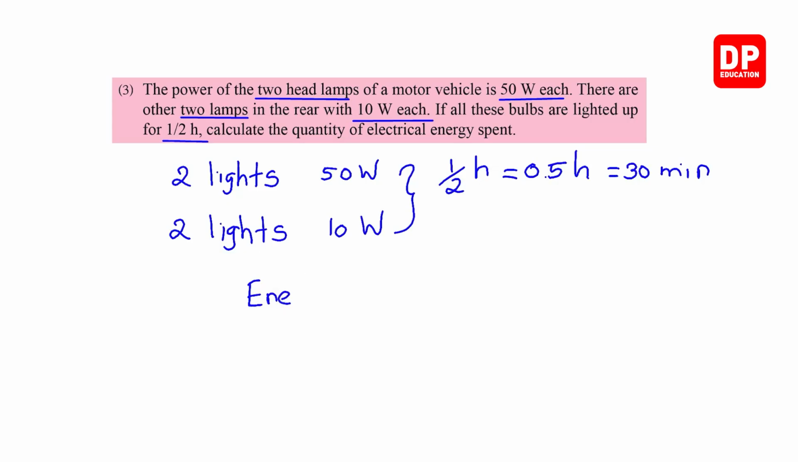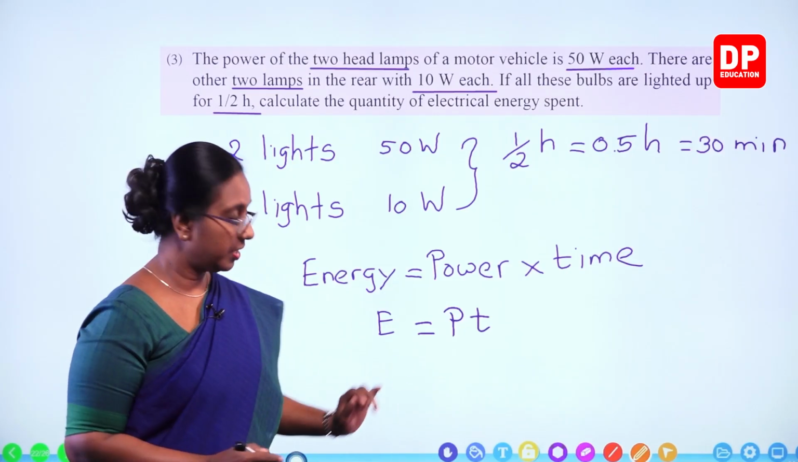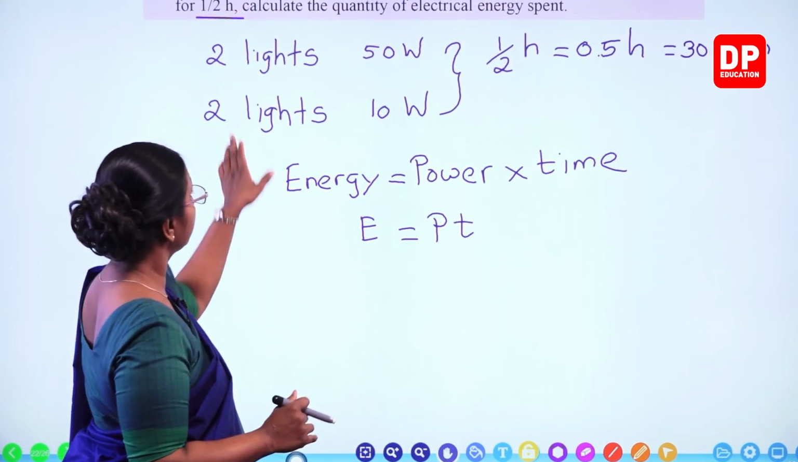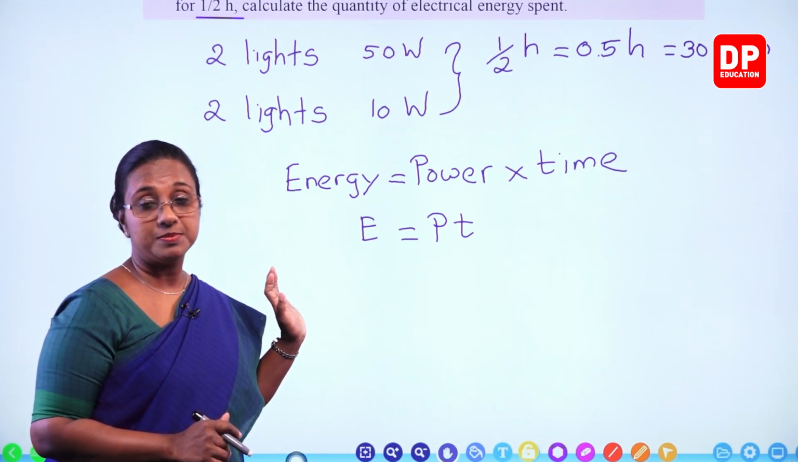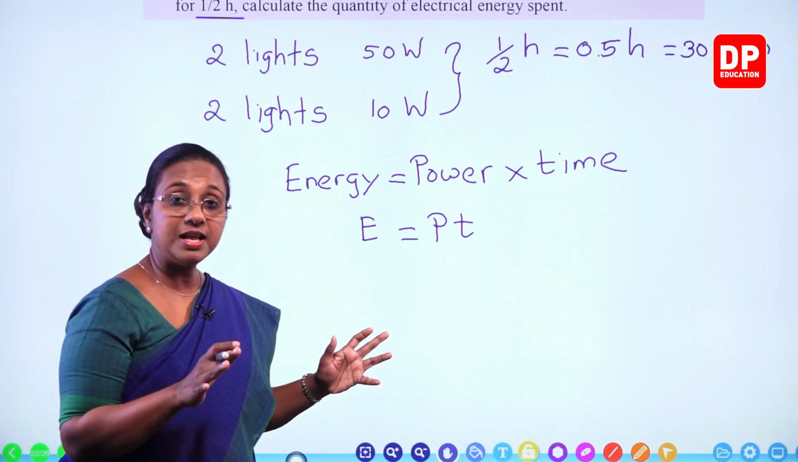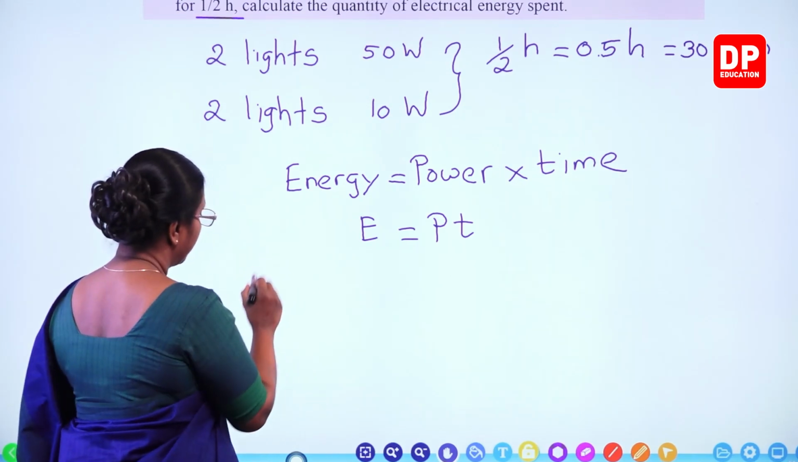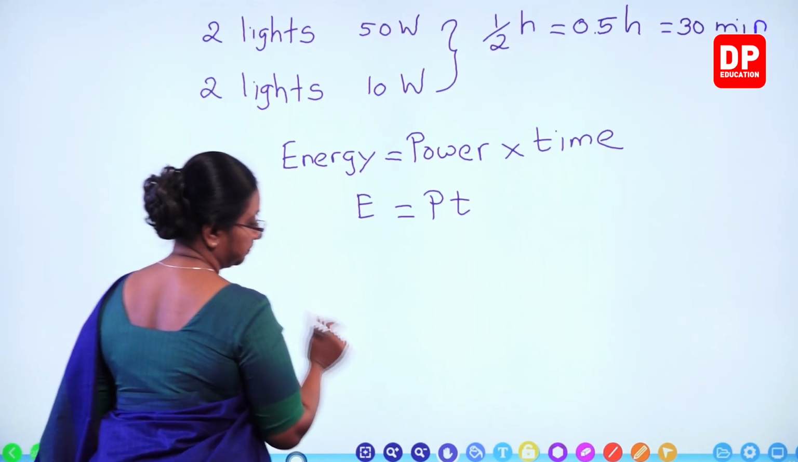Energy, again I am writing the equation, power into time. So, E equals P into T. Just for you all to recall. Then you need to calculate the total energy. So, for the two sets of bulbs, you can either do them separately and add them together, or you can calculate it together. So, I am going to calculate it together.